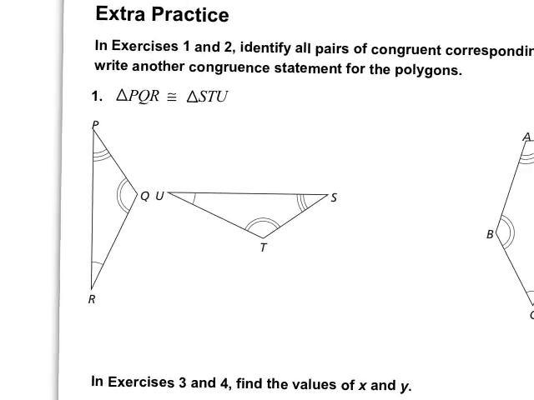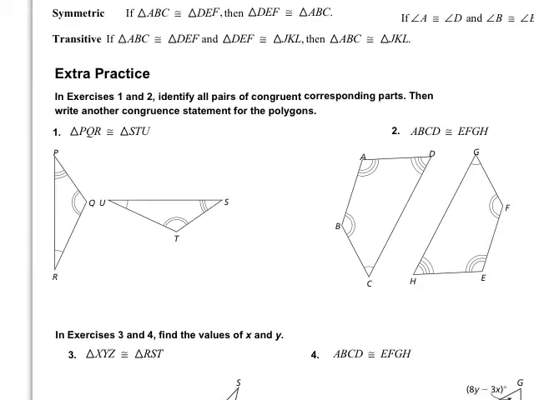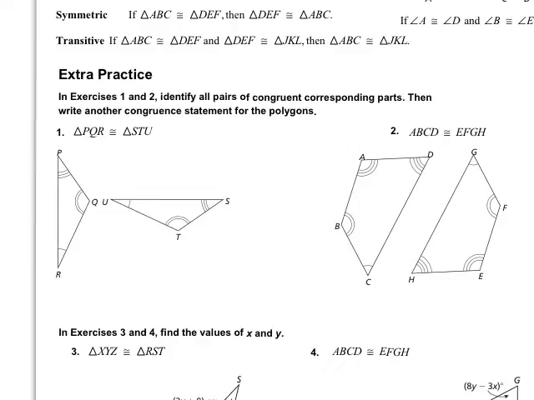So let's look at number 1. Okay, so number 1 and 2 asks us to identify all pairs of congruent corresponding parts, then write another congruent statement for the polygons. Essentially what we have to do is say, since they are congruent, that all of the angles match and all of the sides match.